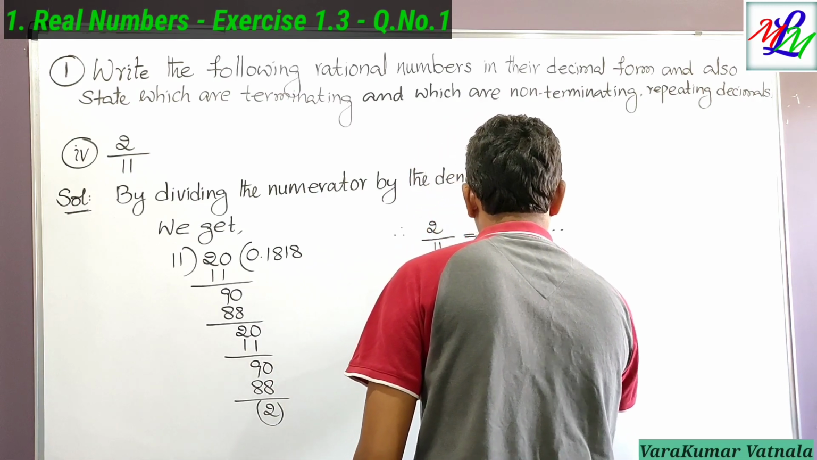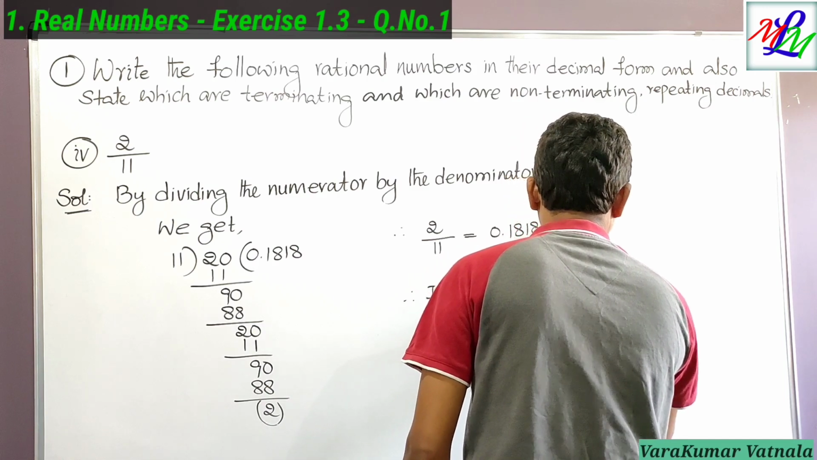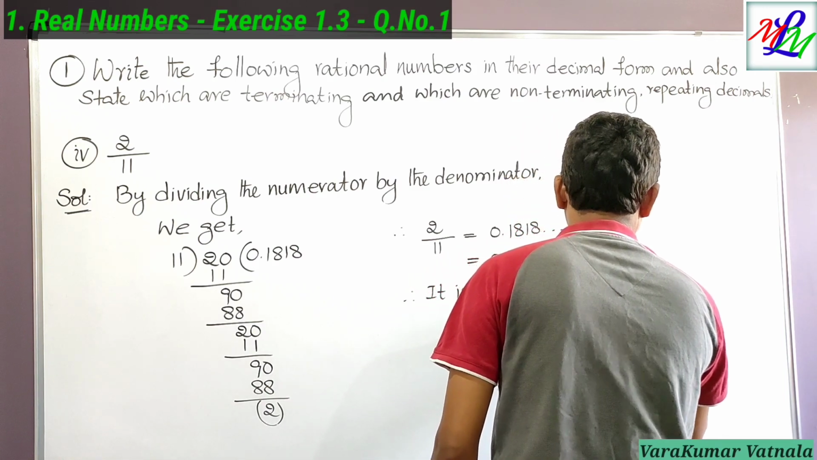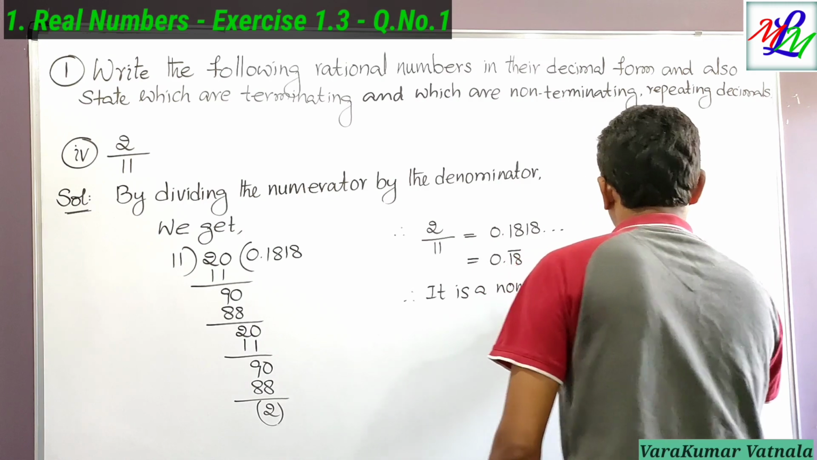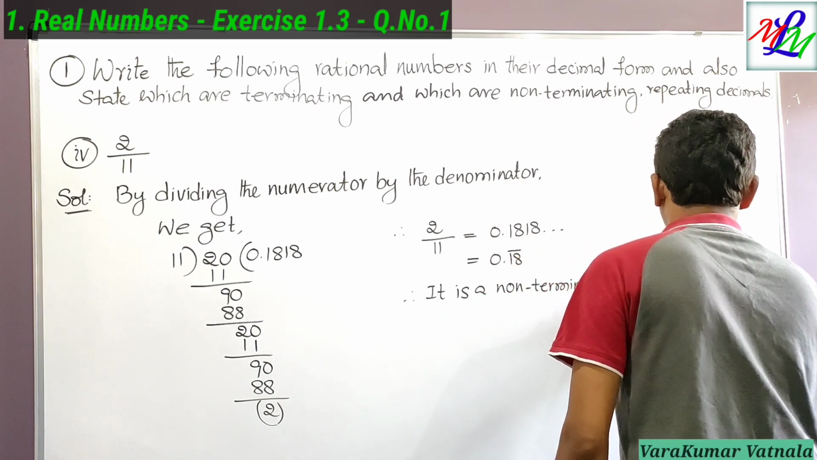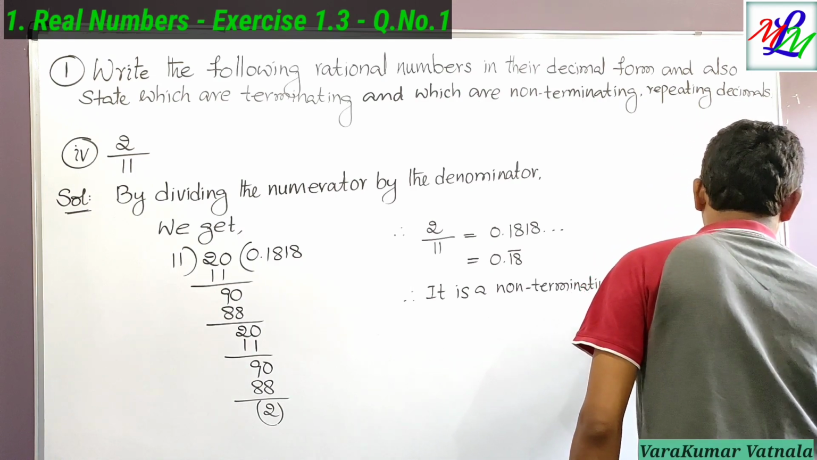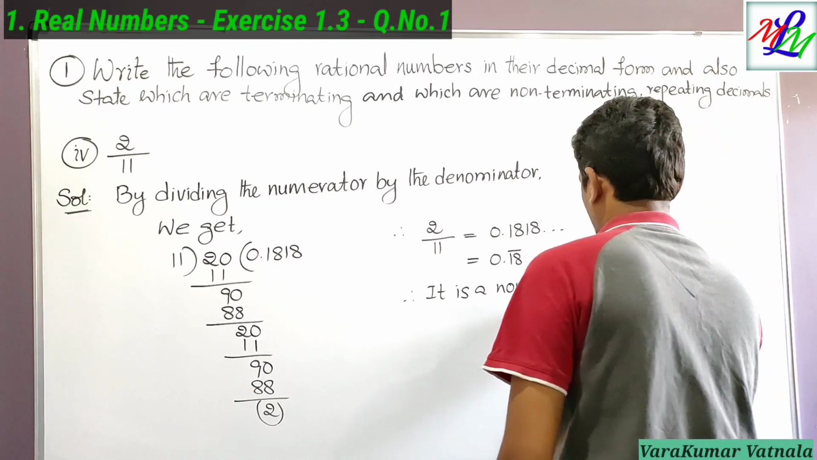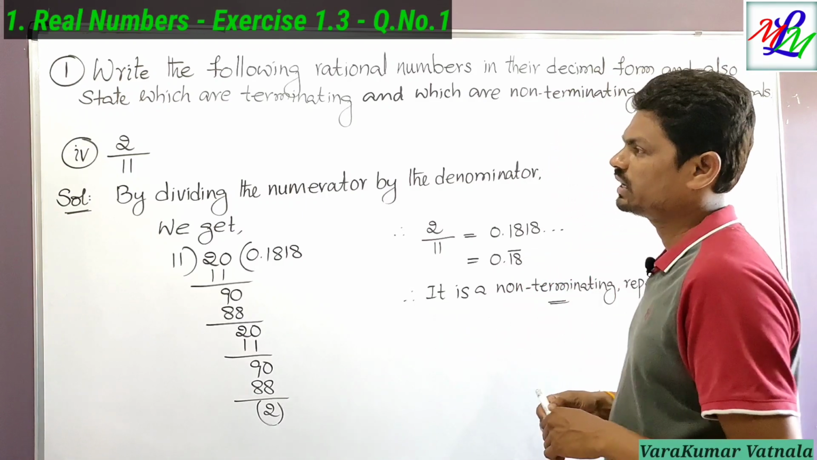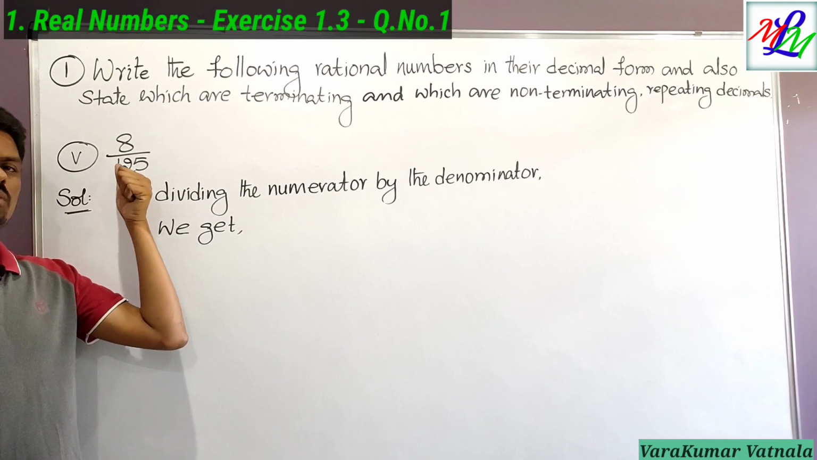It is a non-terminating repeating decimal. So this is the fourth bit, student. Next we have one more, the fifth bit. We have to solve the fifth bit in the first problem, student.